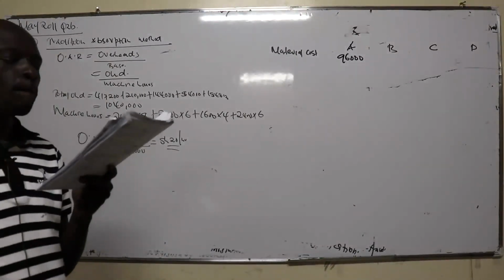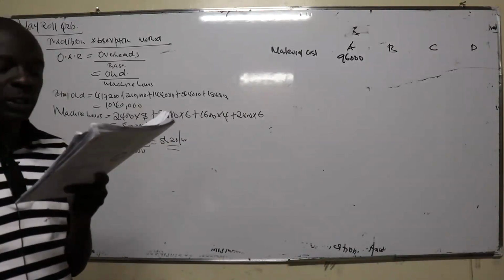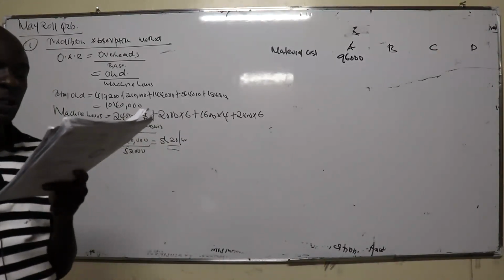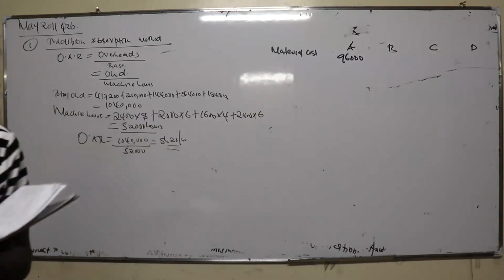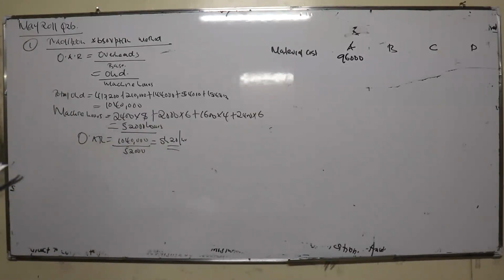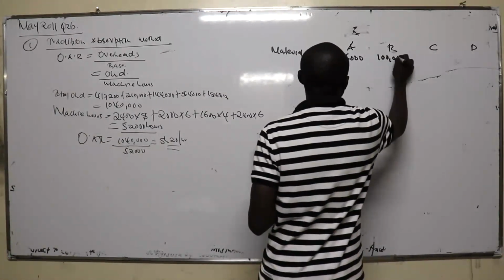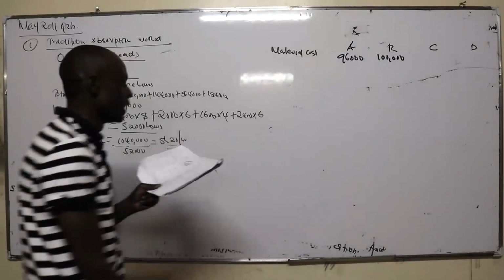2,400, sorry. Product B, they are producing 2,000 units. Each unit requires 50 shillings. Material cost per unit is 50. So we're going to multiply 2,000 times 50. That one will give you 100,000. That is the material cost, product B.